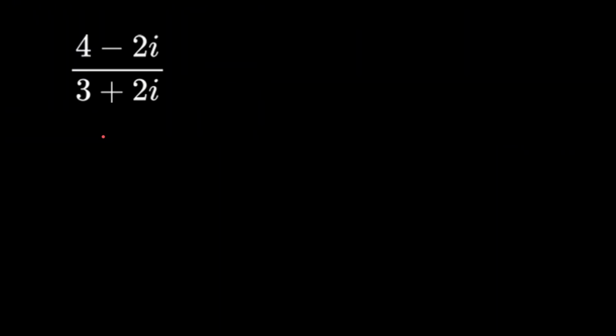But what if there are two terms? We have 4 minus 2i over the quantity of 3 plus 2i. How do we get rid of the i in the second one? If we multiply by i, that's not going to work. So what we have to do is multiply by the conjugate. Now, what is the conjugate? Basically, you just switch the sign of that second term, and you have to multiply it on top and on bottom. So this one will take a little bit more work.